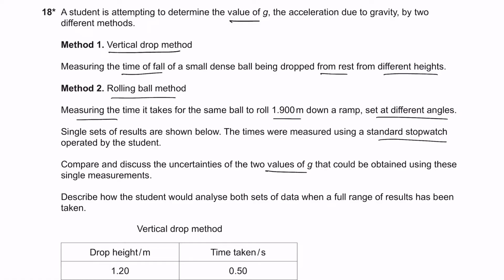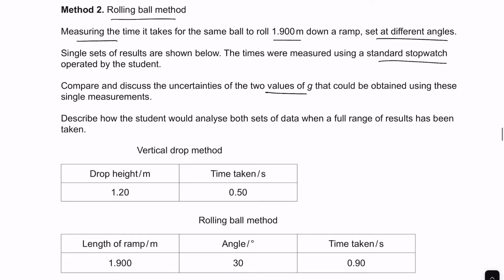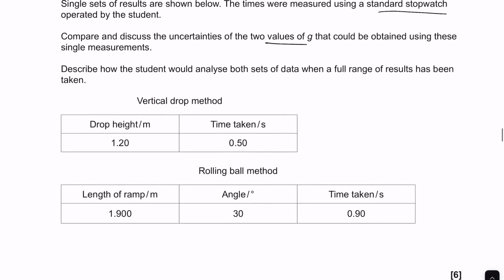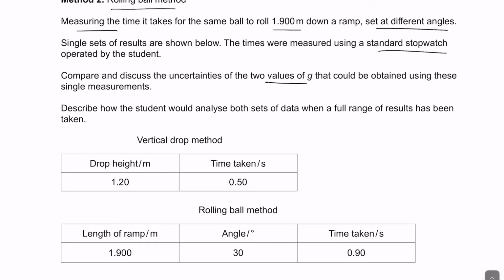Now compare and discuss the uncertainties of the two values of g that could be obtained using these single measurements, and describe how the student would analyze both the sets of data with a full range of results that have been taken. So I'm going to discuss this in detail, and I'll put a link in the description box for the written answer. One thing we have to realize about this question is it's not asking us to calculate the values of g. It's just asking us to compare and discuss the uncertainties, not even work them out, and then how you would analyze the results.